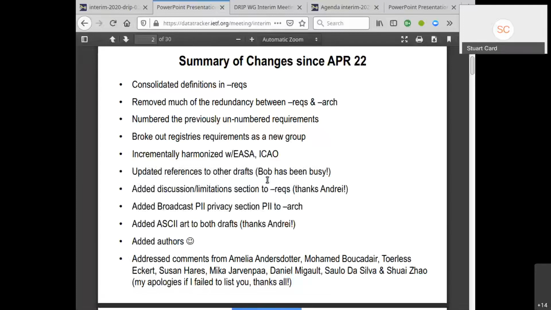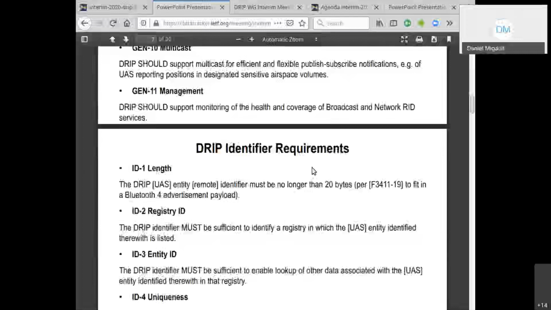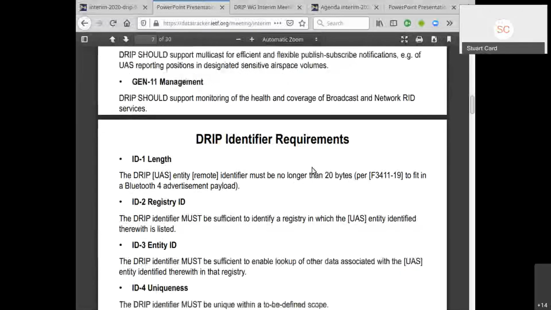In the architecture draft, Andrei Gurtov has also given me some ASCII art, which has gone into both drafts. We've got additional authors now, Andrei and Shuzhao. And we've got comments in there from all of those people and probably a couple of others. I tried to be comprehensive in listing them, but I've doubtless made an omission at some point. So now let's jump down to requirement number 11. And on to the next, identifier requirements.